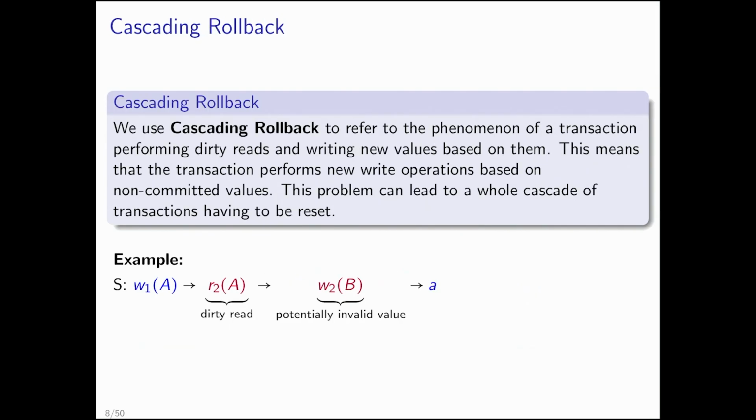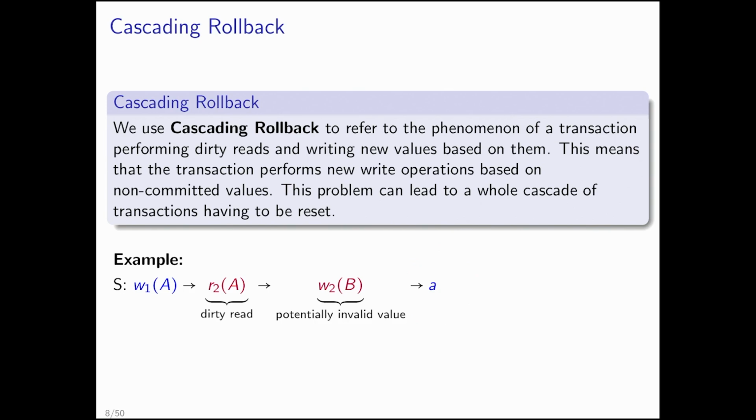Okay, and the third is cascading rollbacks. That refers to the phenomenon of a transaction performing dirty reads and writing new values based on them. So you need dirty reads for that. You read some information from the database, then you do some calculation in your application, and then you write something to the database. We see that here. Transaction 1 writes data object A. Then transaction 2 reads that modified data object. Transaction 2 writes something somewhere, doesn't have to be A, it can be B. But then transaction 1 aborts.